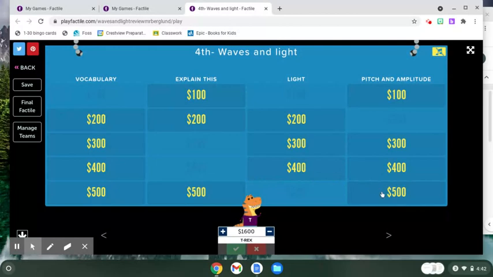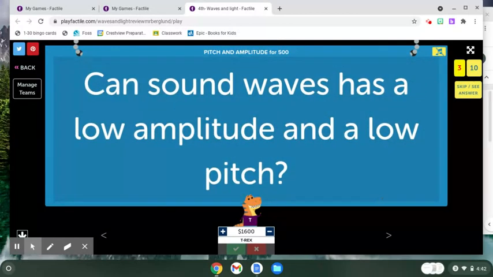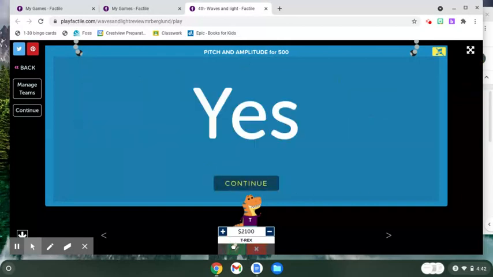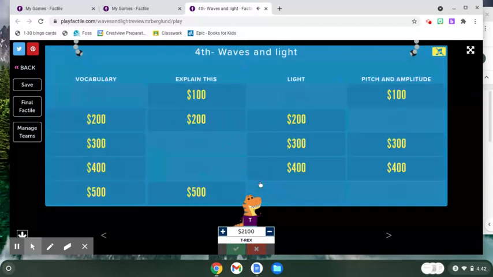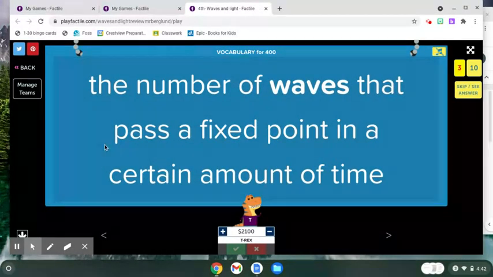Mr. Bergen, let's do pitch and amplitude for 500. Can sound waves have a low amplitude and a low pitch? Yes, they can. Let's go to vocabulary 400. This is the number of waves that pass a fixed point in a certain amount of time.